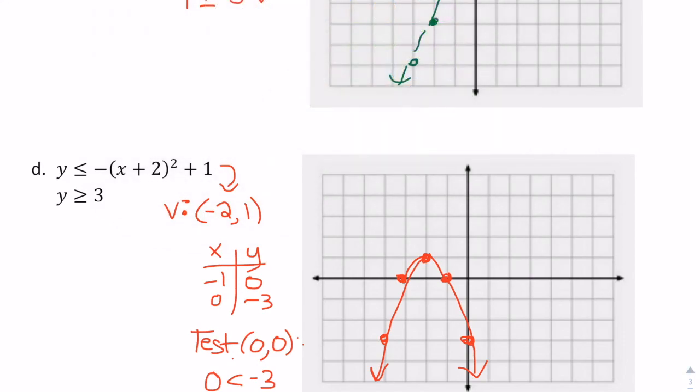So 0, 0 is not a solution to this system. Since 0, 0 is over here, that means I don't want those points. I want the others, inside and below my quadratic. So since 0, 0 doesn't work, shade the other region instead.